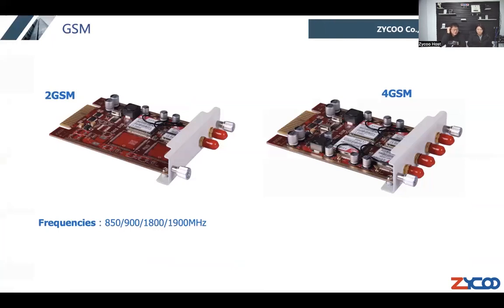Okay, and the next page shows our GSM modules, including the 2GSM and the 4GSM. Our 2GSM means that you can insert two SIM cards, while our 4GSM modules can insert four SIM cards. And our GSM module supports 3G network frequency band.